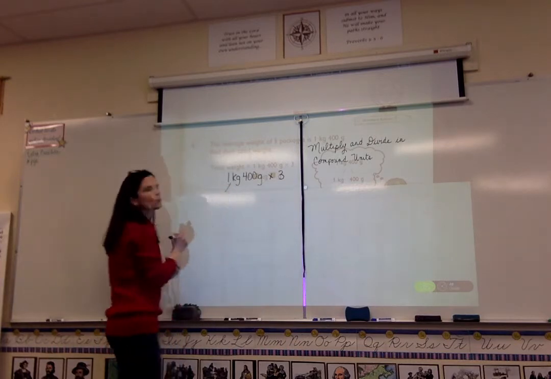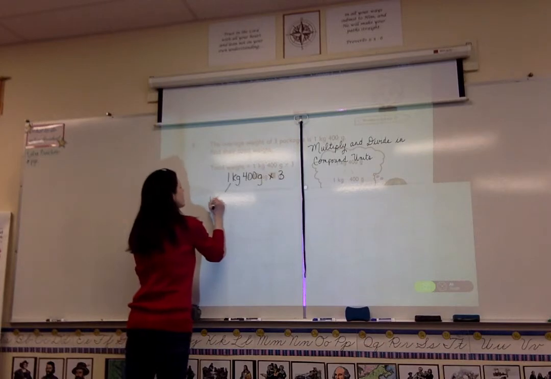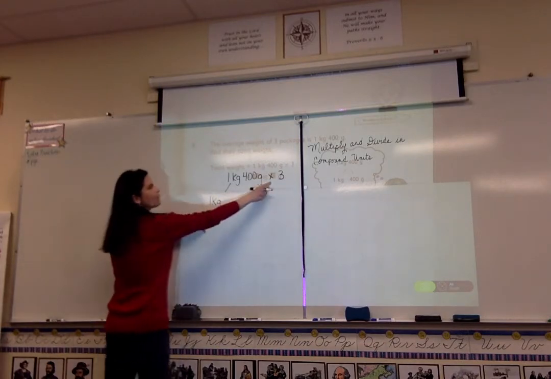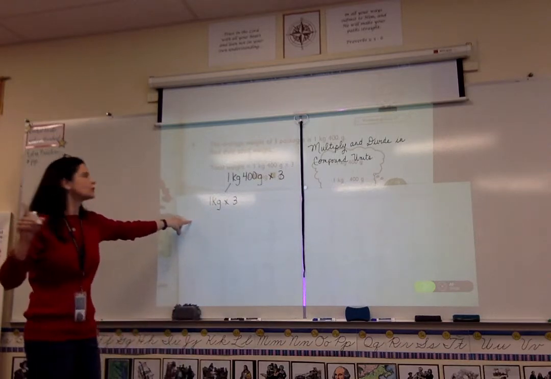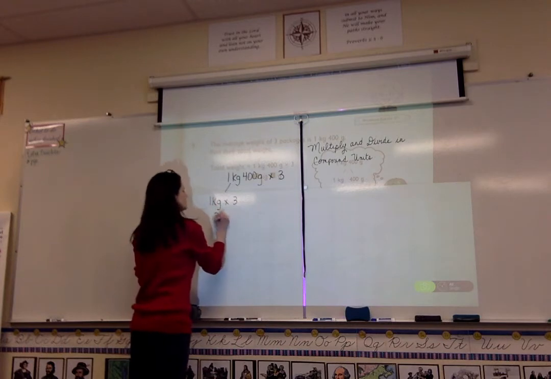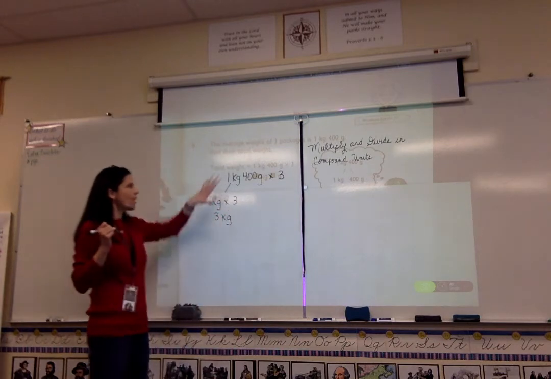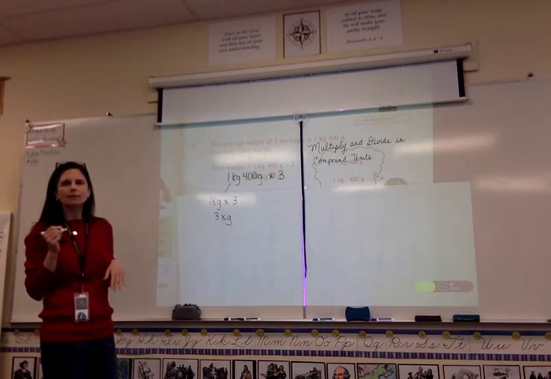So we're going to draw a little branch off from the 1 kilogram, and we're going to go ahead and write that and multiply it times 3. Okay, that's the first thing, the first unit. So 1 kilogram times 3 is obviously 3 kilograms. Okay, so I've multiplied my kilograms. Now I need to go to my grams and multiply by 3.